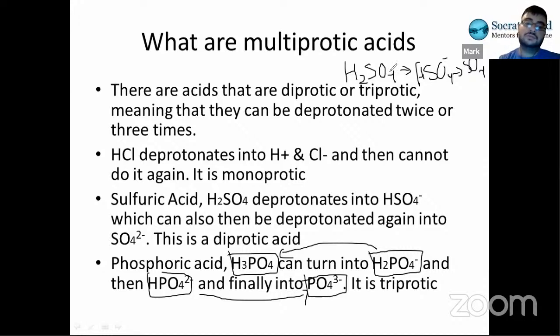Things can get deprotonated multiple times, and the way you would know that is if it has multiple H's on it that can dissociate. Something like acetic acid, with the formula CH3COOH, technically does have multiple H's. Right here it has 3 H's, but these are not acidic H's. They can't actually come off. So it won't count as a multiprotic acid, because these H's can't come off. Only this H can come off.